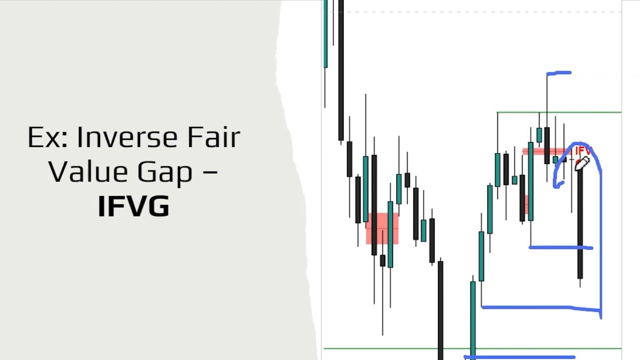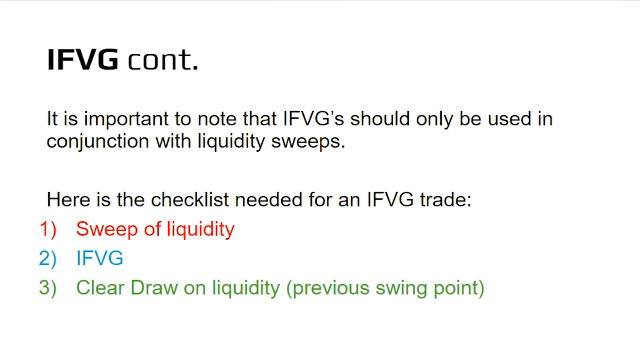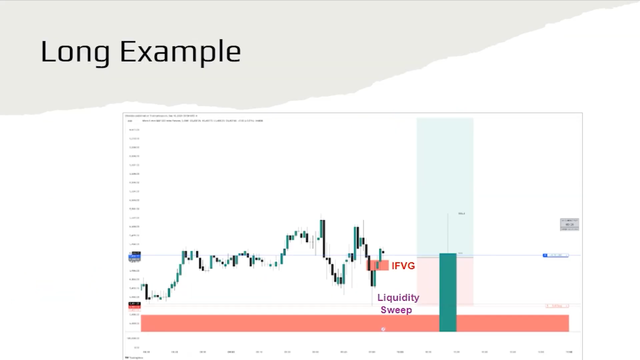This is a great example of a fair value gap that was invalidated that we could use as an inverse fair value gap because we used liquidity in conjunction with the actual fair value gap. So continuing on, it's important to note that inverse fair value gaps should only be used in conjunction with liquidity sweeps. Here's the checklist for a proper inverse fair value gap trade. Number 1, there needs to be a sweep of liquidity. Number 2, there needs to be an inverse fair value gap. Number 3, there needs to be a clear draw on liquidity, which is a previous high or low, as we mentioned before.